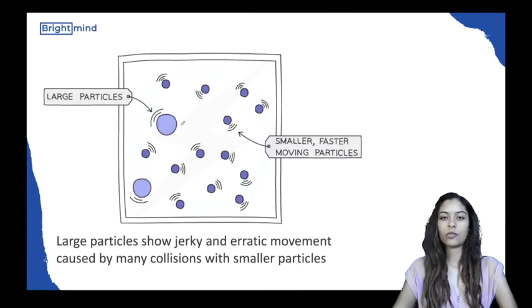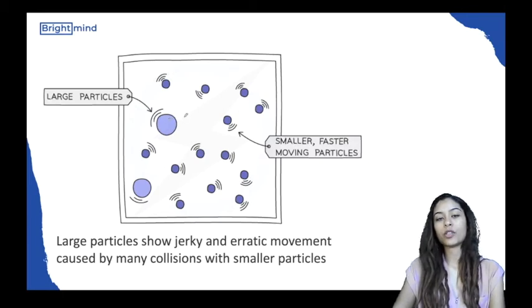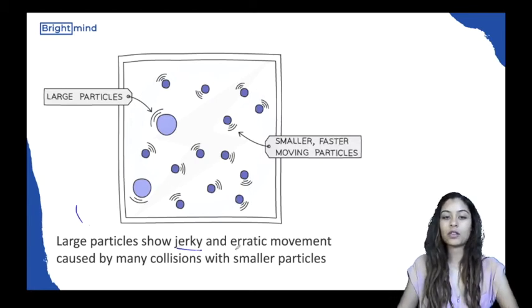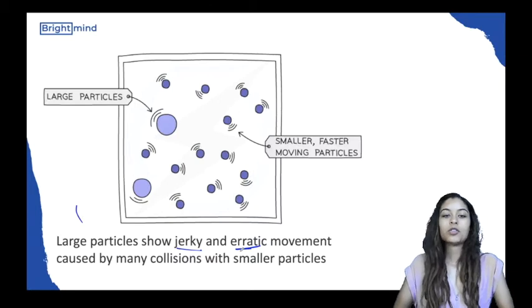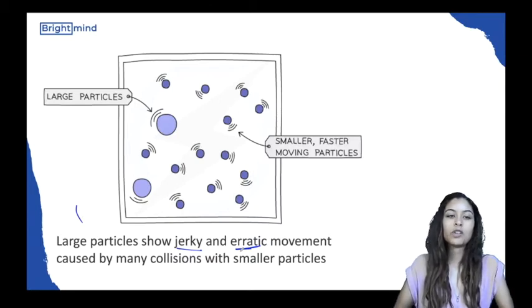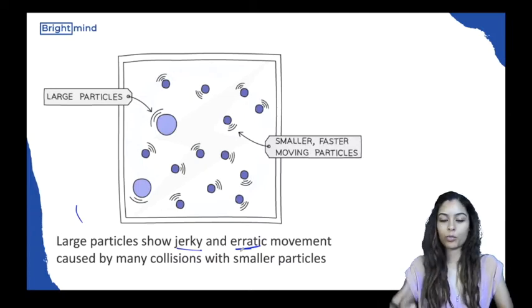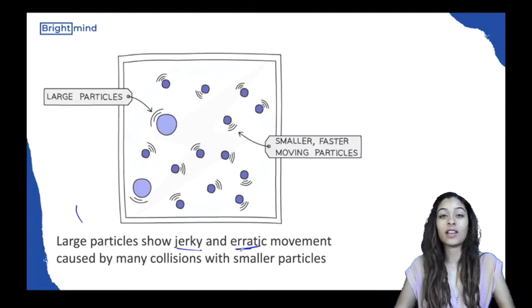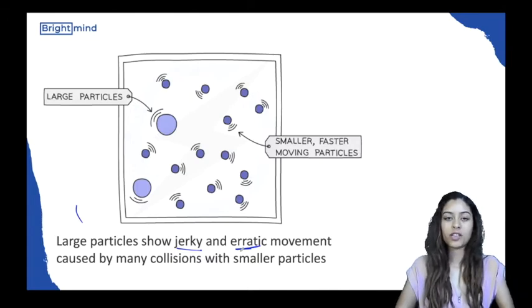So let's look at this diagram over here. We can see we have a few larger particles here and some smaller, faster moving particles. The large particles show a jerky and erratic movement. So what does this tell us about their movement? It is an erratic movement because of all the collisions with the smaller particles. The smaller particles are bumping into the larger ones randomly and frequently, which gives them this erratic movement, and that's exactly how we can explain Brownian motion with this diagram.